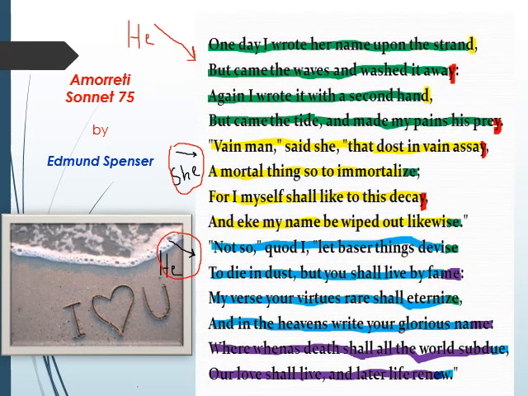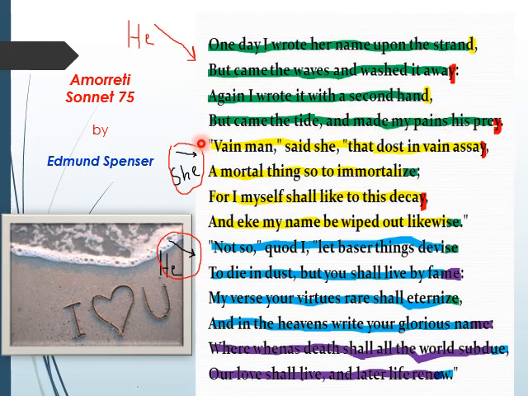So let us see and read the poem. As you mentioned, the poet himself is starting the story. And he said, one day I wrote her name upon the strand, but came the waves and washed it away. Again I wrote it with the second hand, but came the tide and made my pains his prey.